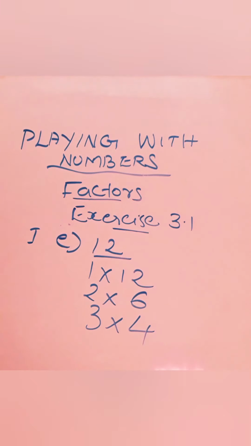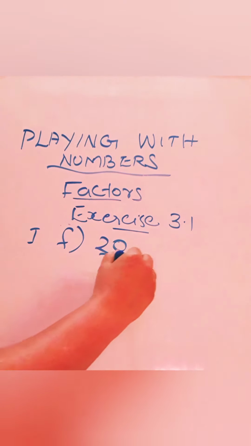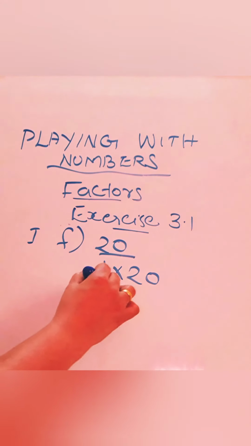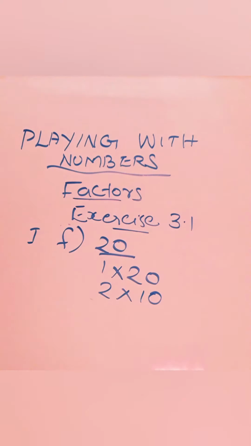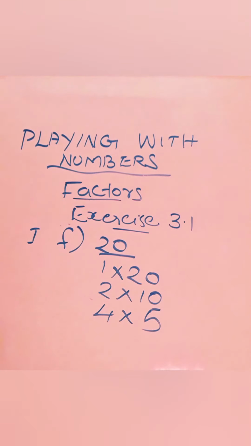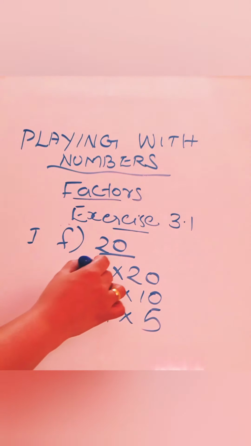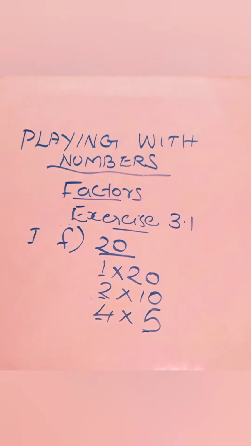Now question number F, 20. How will it be? 1 into 20. 2's table, of course 20 is there. 2 into 10 is equal to 20. 3's table no. 4's table, 4 into 5 is 20. Then 5's table, no need to repeat because it is repetition. 6's table no. 7s, 8s, 9s, 10s we have written already. So finish. 1, 2, 4, 5, 10 and 20 are factors of 20.